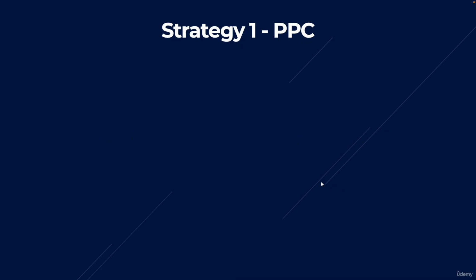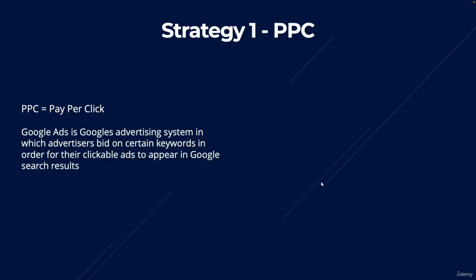The first strategy I want to run you through is called PPC. PPC stands for pay per click, and as it sounds, is a marketing strategy where you pay for every click you generate. The most typical way that affiliate marketers use PPC to generate sales is by using Google's ad platform called Google Ads. Google Ads is Google's advertising system in which advertisers bid on certain keywords in order for their clickable ads to appear in the Google search results.